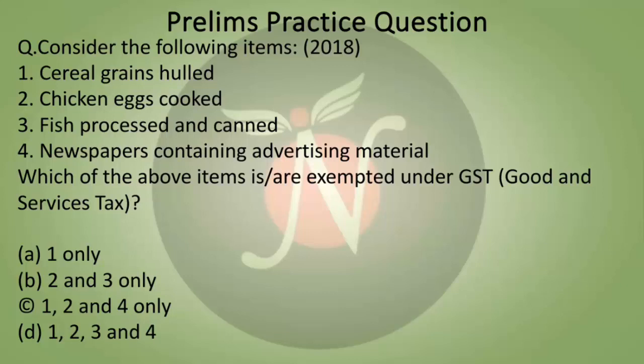So basically, if you look closely, then the option third, fish processed and canned, is an industrial process, so this would not be exempted from GST. Remove 3, so you get A or C as your answer. I am telling you this by using simple common sense, and then you can look at the second item, chicken, eggs cooked. So GST cannot be applied on this, so it includes only C. So C is the option. This was about the common sense.